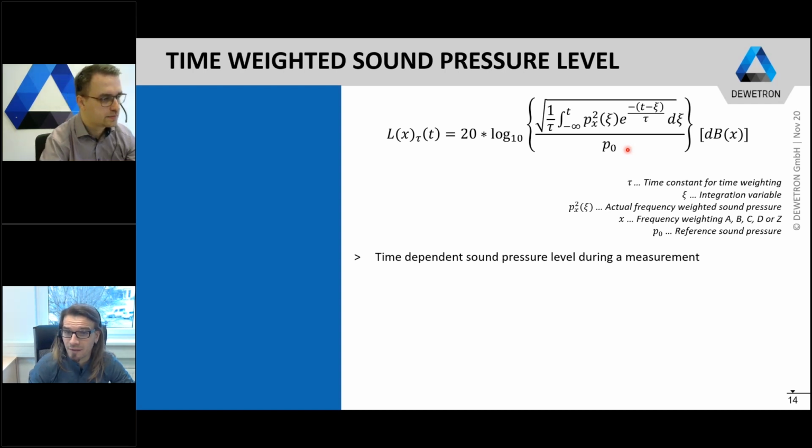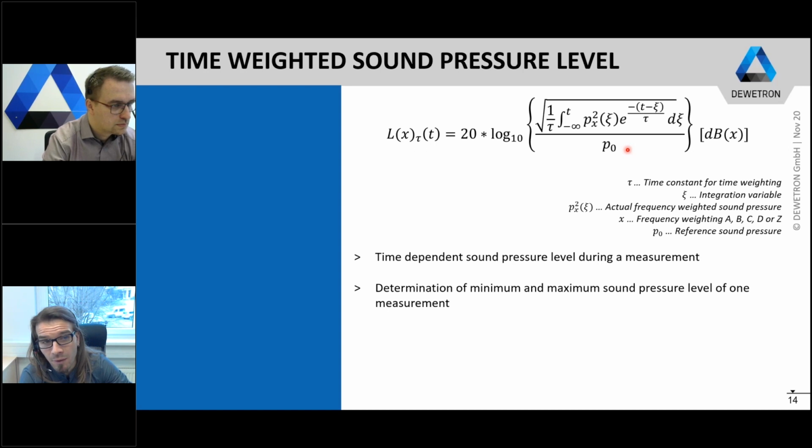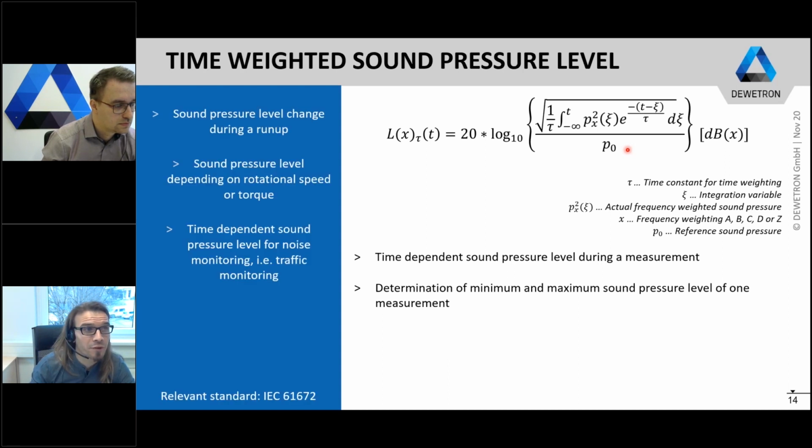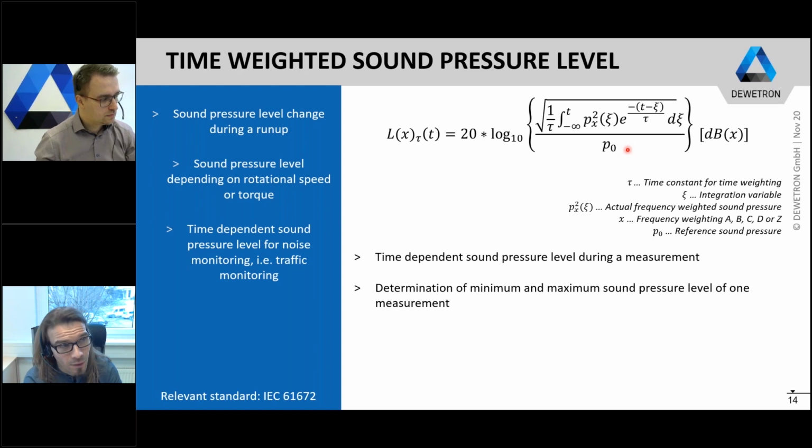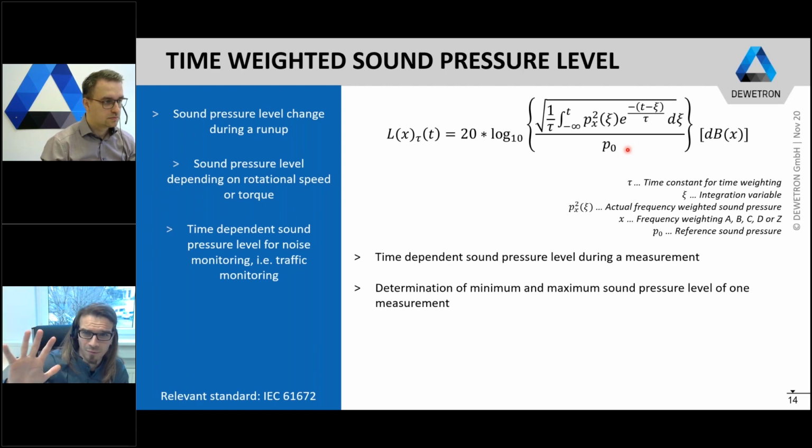And you can, for example, use this one to determine the minimum or the maximum sound pressure level occurring during one measurement. And from the application point of view, you determine the time-weighted sound pressure level when you want to see the sound pressure level change during the run-up of a rotating machine, for example. So you see, okay, it is running up, the sound pressure level is decreasing, and there is a resonance, for example, or something like this. When you want to see that, you use the time-weighted sound pressure level. Additionally, you can use this value to evaluate the sound pressure level depending on the rotational speed or on the torque, for example, during a run-up.